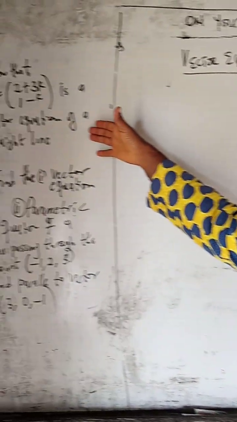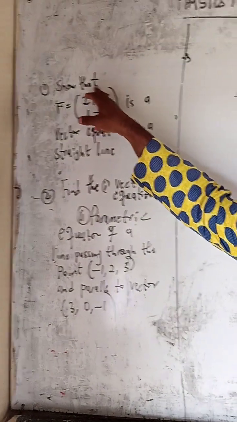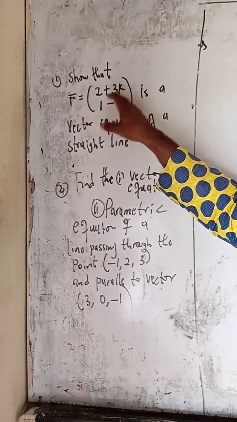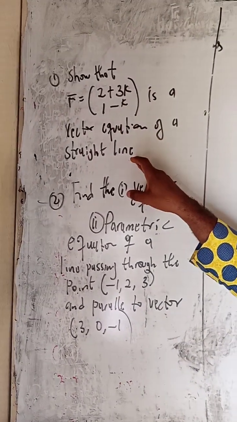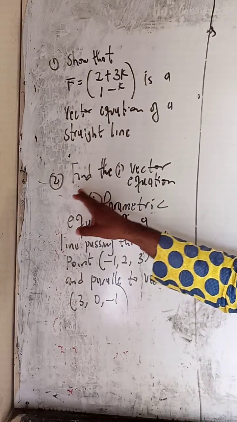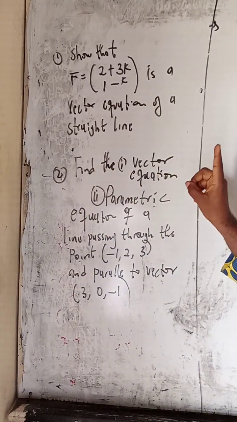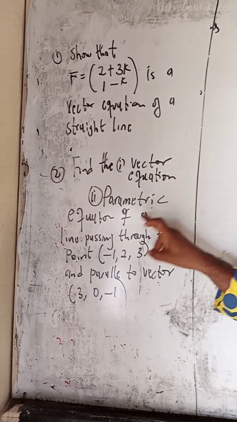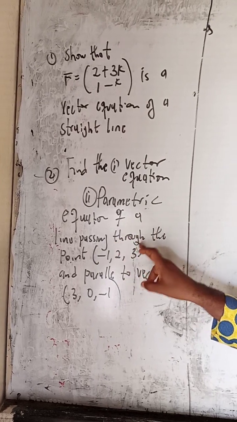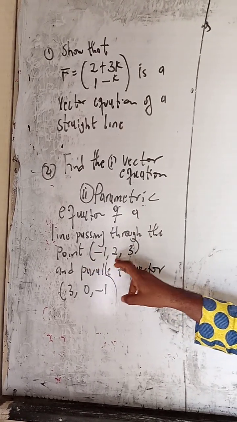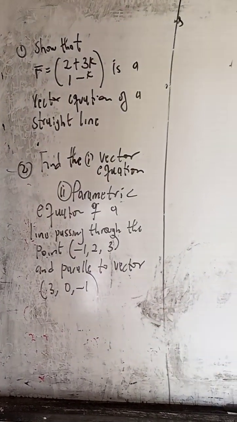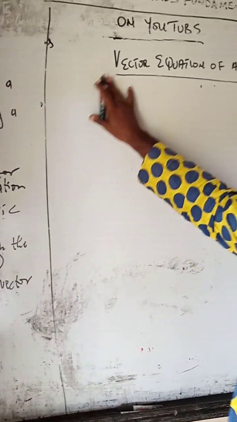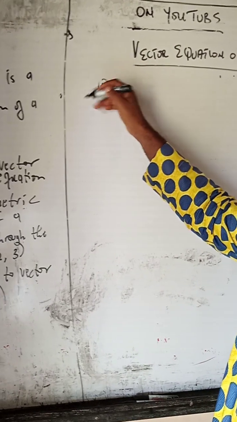We have two problems here. The first one says show that vector R, which is (2 plus 3k, 1 minus k), is a vector equation of a straight line. Then the second question says find, firstly, the vector equation and, secondly, the parametric equation of a line passing through the point (-1, 2, 3) and parallel to the vector (3, 0, -1). Now let's start with the first question here.